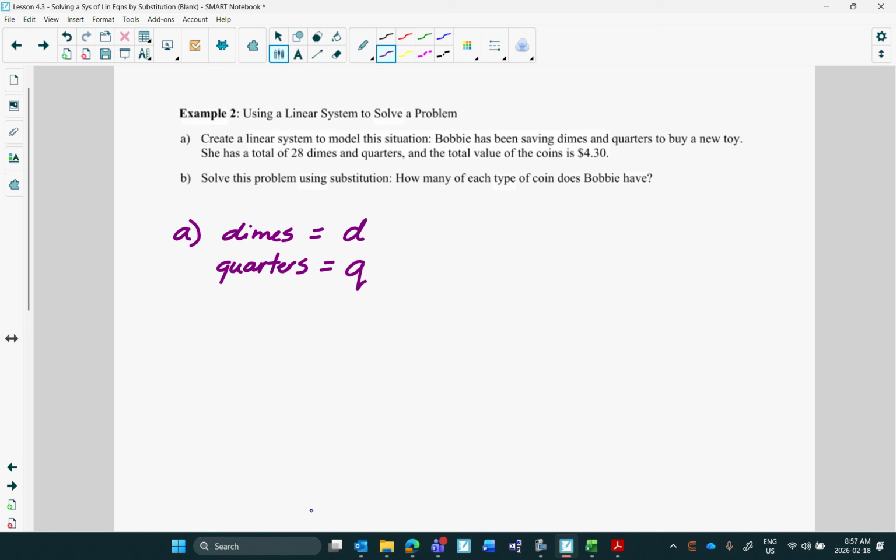So how do I take these two and take the information in the question and make two equations? The total number of dimes and quarters is 28. So what did you do? D plus Q equals 28. Okay? That's one.